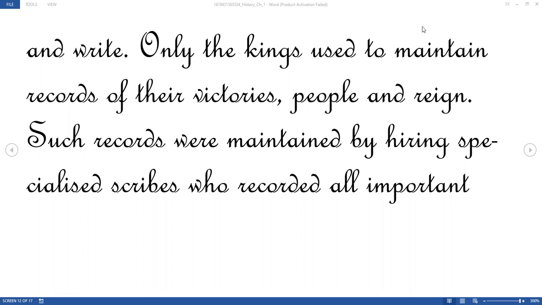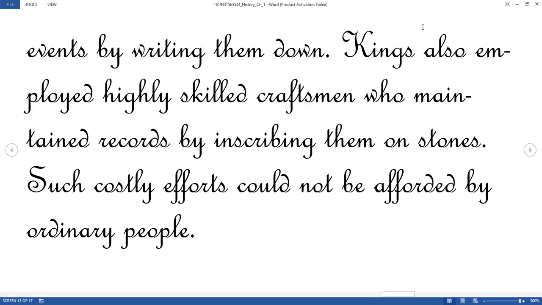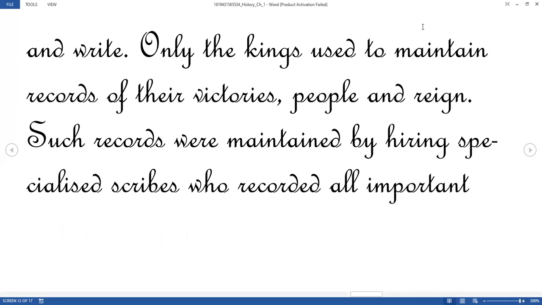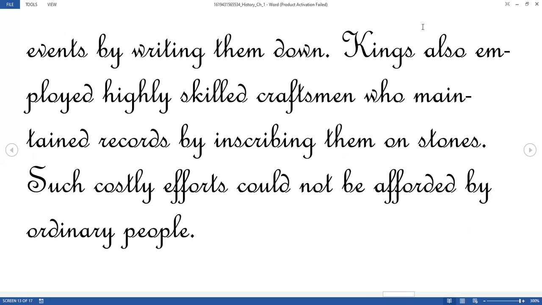Now such records were maintained by hiring special scribes who recorded all important events. To note down all these important events, they had special scribes. A scribe means the emperor's servant, a king's servant, and the events were written down there. Now, kings also employed highly skilled craftsmen who maintained records by inscribing them on stones. So writing on stones, that is inscriptions. They inscribe, they write on the stone, and the kings took employees for that work.